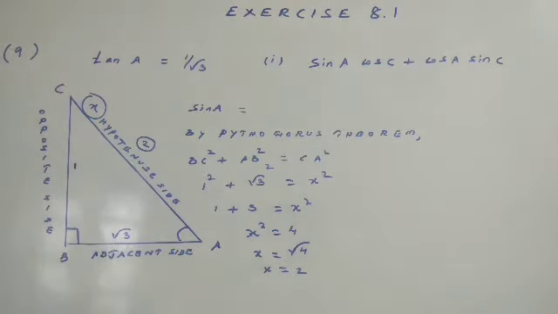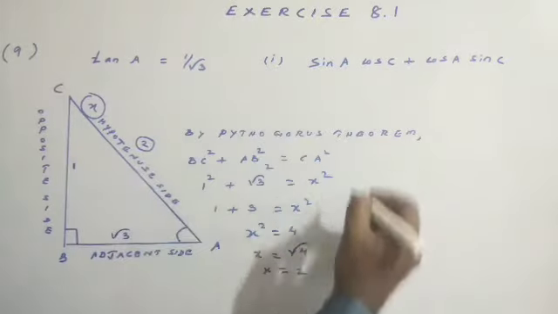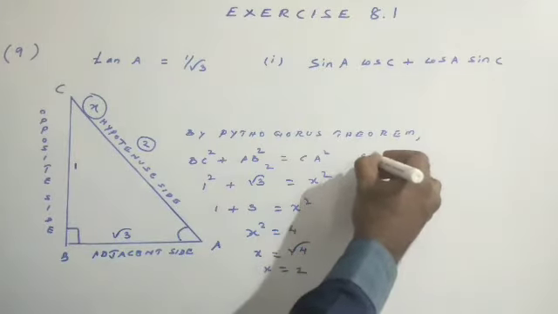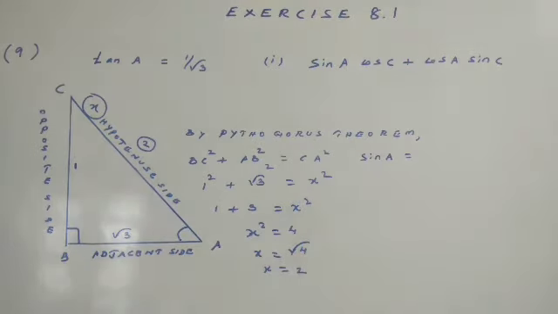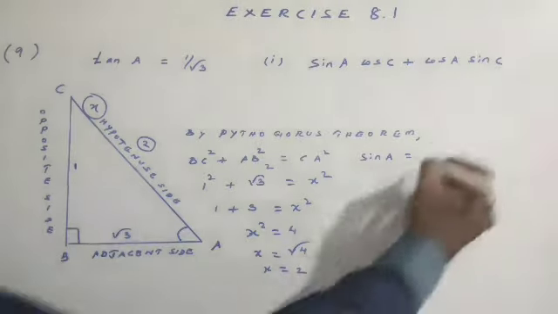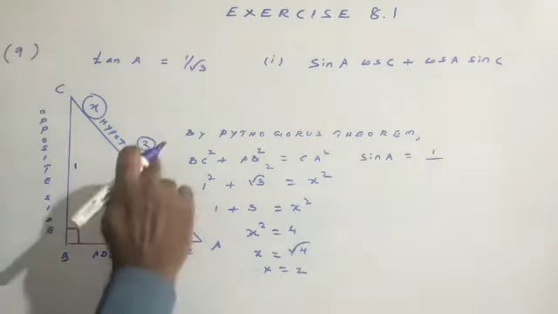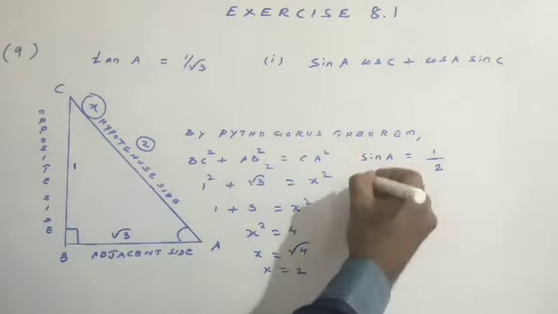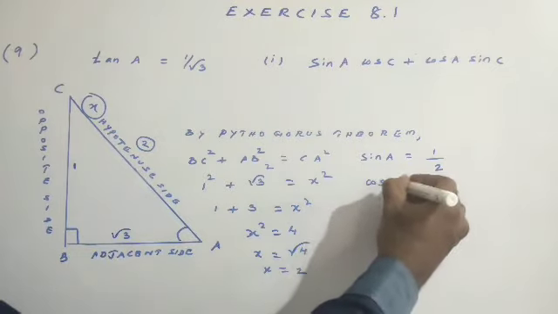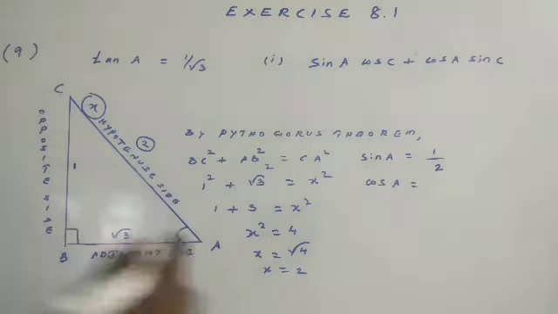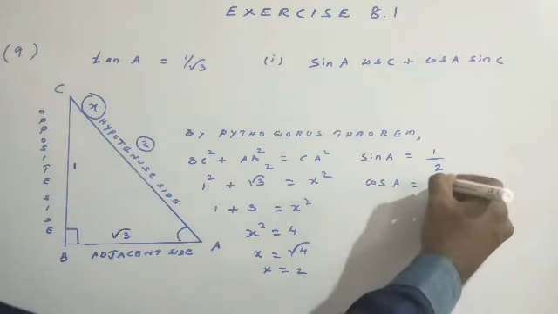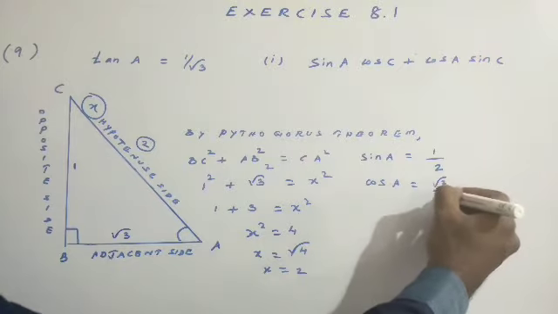Now they are asking sin A and cos A. First sin A. Sin theta means opposite side by hypotenuse side. Here the opposite side is BC, that is 1, by the hypotenuse side, that is 2. Like that, cos A: adjacent side by hypotenuse side. The adjacent side is root 3, the hypotenuse side is 2. So cos A equals root 3 by 2.